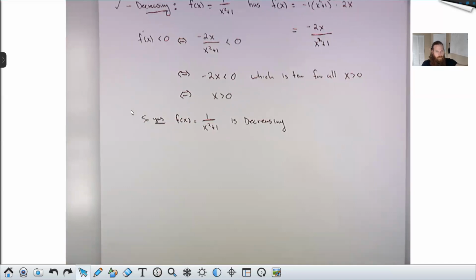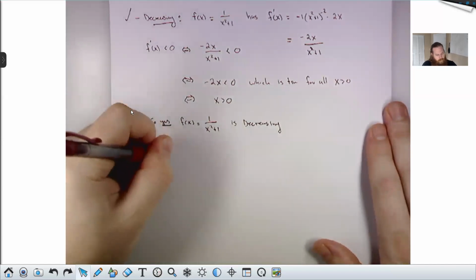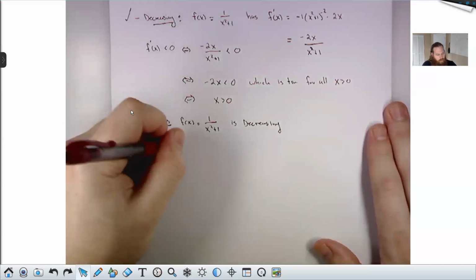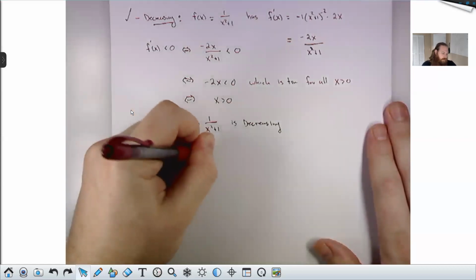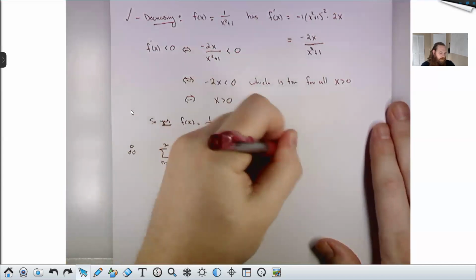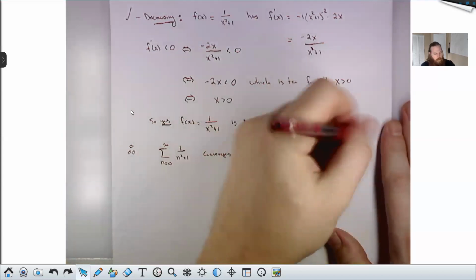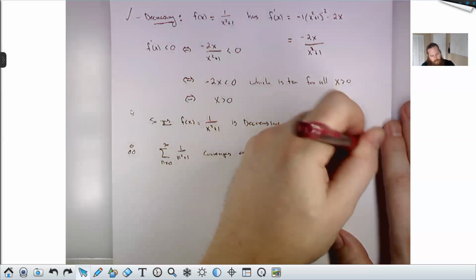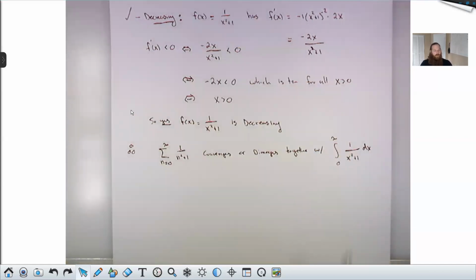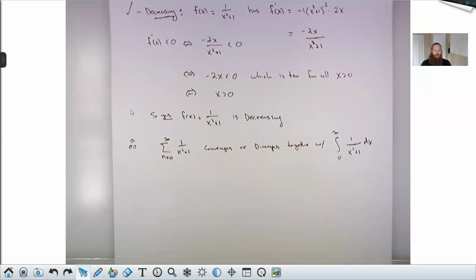That doesn't mean that the series converges. That just means that the series and integral play the same. Therefore, the series sigma n from 0 to infinity of 1 over n squared plus 1 converges or diverges together with the integral from 0 to infinity of 1 over x squared plus 1 dx. So if this integral converges, then this series converges. If this integral diverges, then this series diverges. So the last and most important thing we need to do for these integral test problems is to compute the integral and figure out whether or not it converges.